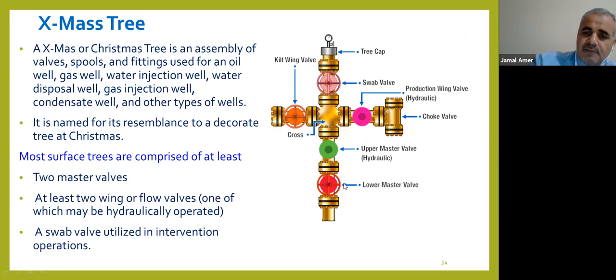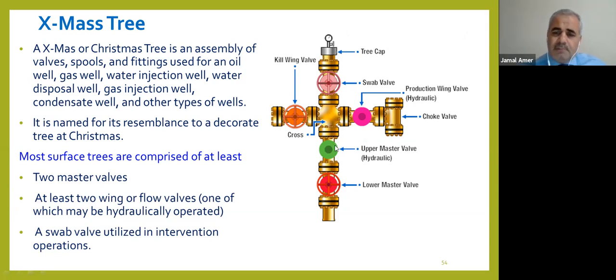So this valve, the lower master valve, we only use during emergency cases. We have here the upper master valve. Sometimes it is hand operated or hydraulic operated. In some companies this valve is hydraulic operated, and we can open or close it remotely. Also, some valves are designed with the capability to cut the wire line in case we have a problem during wire line operations.